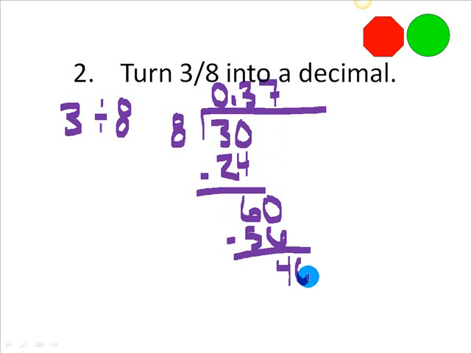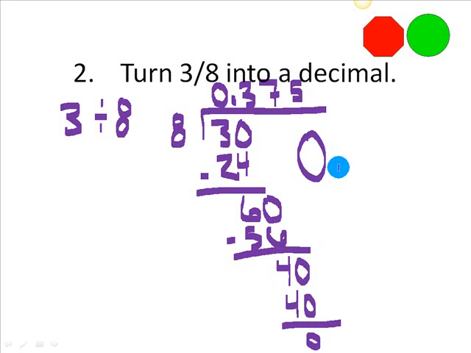8 will not go into 4, but it will go into 40 exactly 5 times. 5 times 8 is 40, so we come in here and we stick a 40, and then it terminates with a 0. So our answer is 0.375.